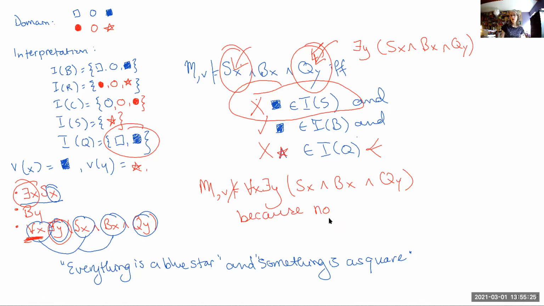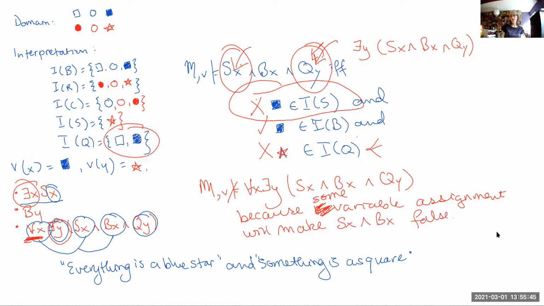Because no variable assignment, sorry, some variable assignment will make Sx and Bx false. Namely, by assigning to X whatever Y gets assigned to.